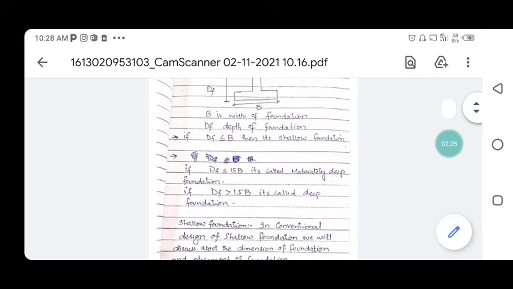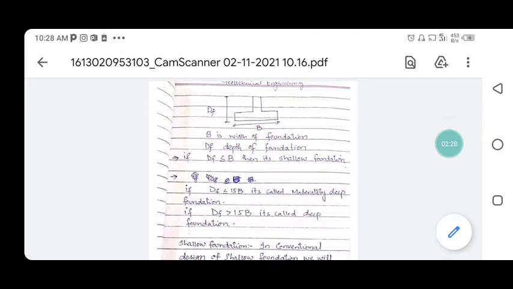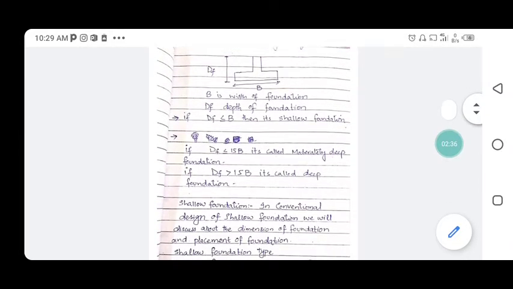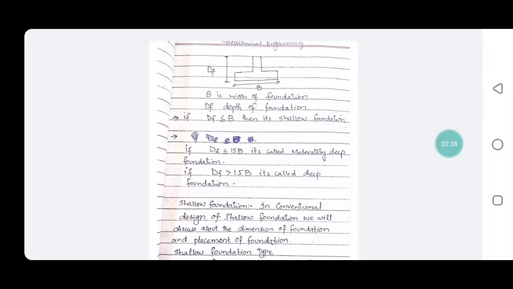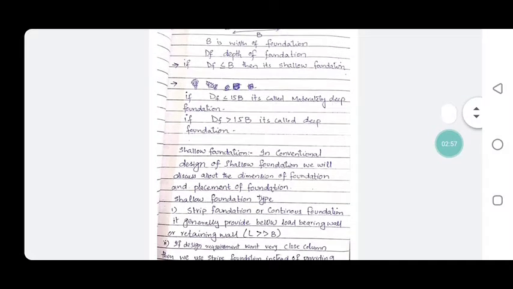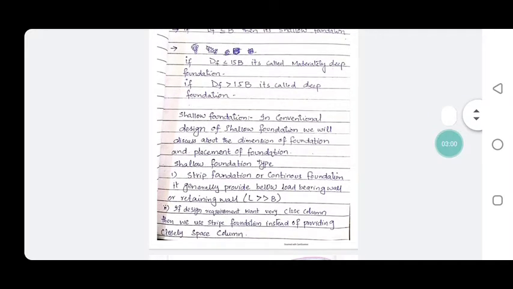If depth of foundation is less than or equal to B, then we will call it shallow foundation. But if our depth of foundation is less than or equal to 15 times B, we will call it moderately deep foundation. But if our depth of foundation is greater than 15 times B, it is called deep foundation. So we will start with shallow foundation.